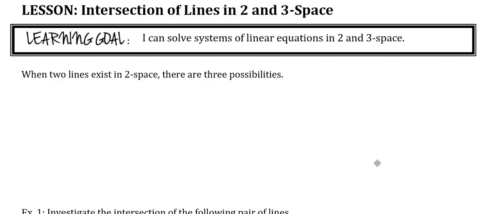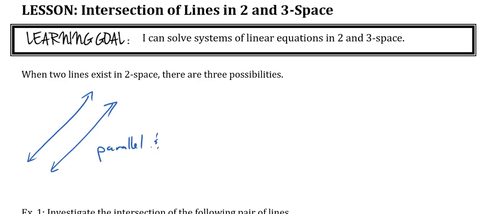When two lines exist in two space, there are three possibilities. What are they? Somebody give me one of them. John? They never touch. What would that look like? Yeah, so I could have two lines, or I could have more, of course, that are parallel and distinct. We specify this, they're parallel and distinct. So there's no solutions.